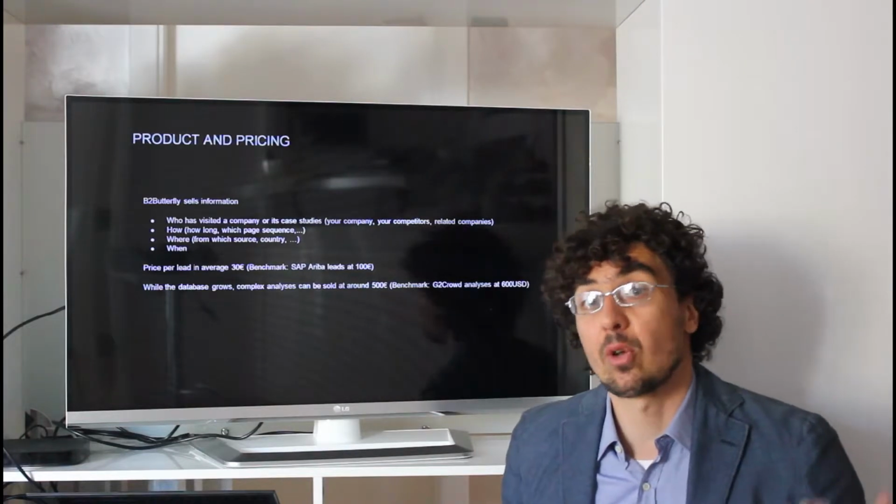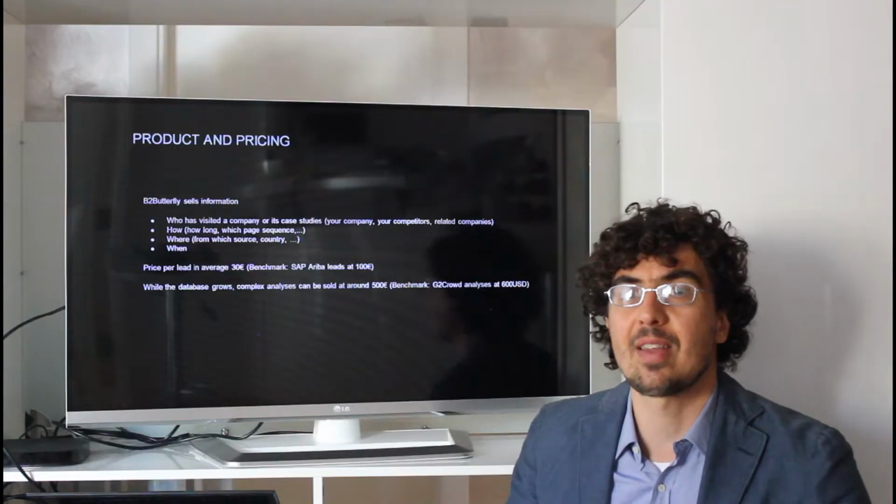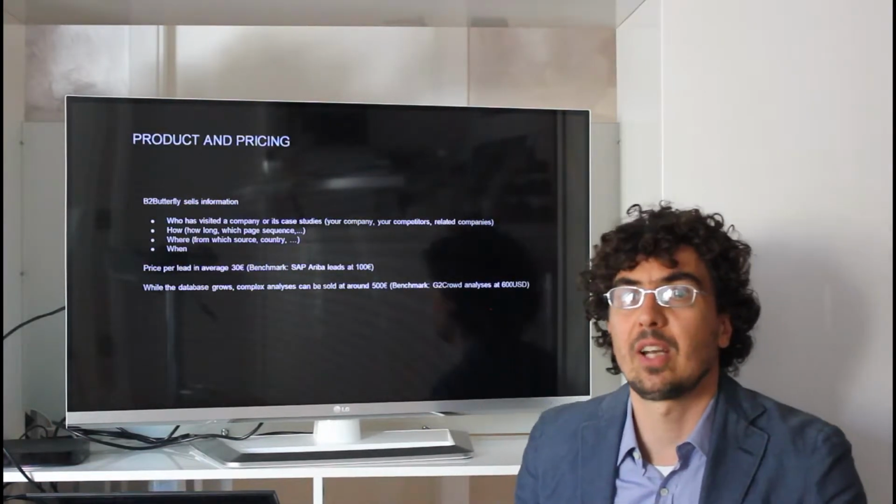B2Butterfly therefore tells the potential suppliers who has searched what, and for how long, for a very reasonable price, very attractive for potential suppliers. In addition, it can also send analysis of complex data collected together in clusters.